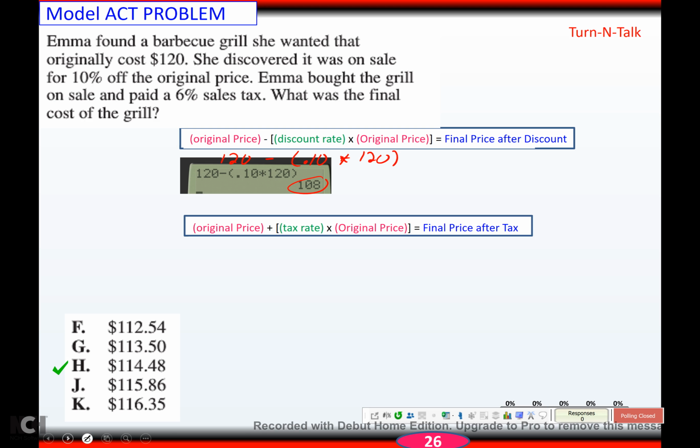But now she goes up to the register and has to pay tax on that. So now my new price isn't $120 anymore. My discounted price is $108. Plus, they gave me a 6% sales tax, so that's 0.06 times my original amount. Now, not the original $120. What you're paying tax on is the $108. So if I type that in, I get $114.48.